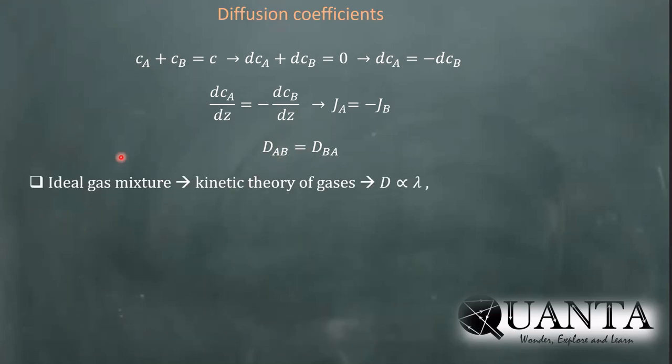Consider an ideal gas mixture. For ideal gases, we have a very strong kinetic theory of gases, which implies that the diffusivity of the gas is proportional to the mean free path. The mean free path is the distance a molecule must go through before it bounces or collides with another molecule.